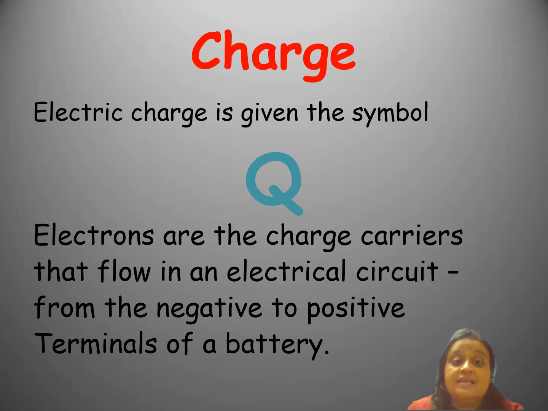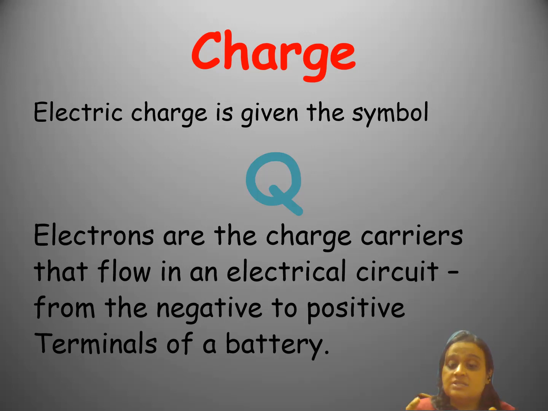The electric charge is given by a symbol. What is the symbol you use? It is Q. You can use either the small q or the capital Q as well. So this symbol is used for electric charges. Now, what are electrons? Electrons are the charge carriers that flow in the electric circuit, and these are the charges that help to conduct electricity in a conductor when they flow from one terminal to another terminal, right?